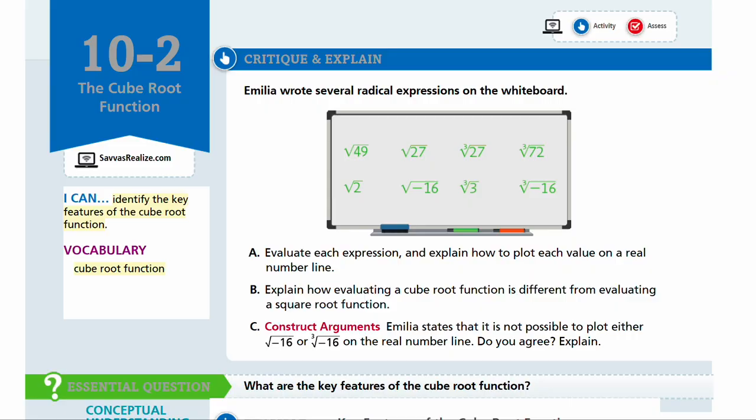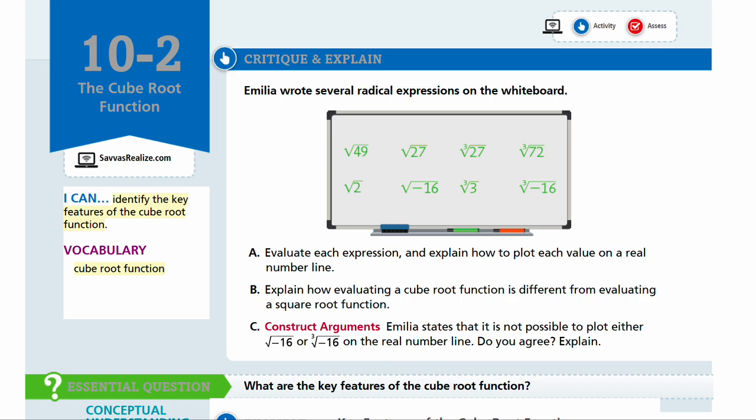Hi everyone, welcome to Algebra 1, Lesson 10-2, the cube root function. In this lesson, you'll be able to identify the key features of the cube root function. And the lesson vocabulary would be the cube root function.